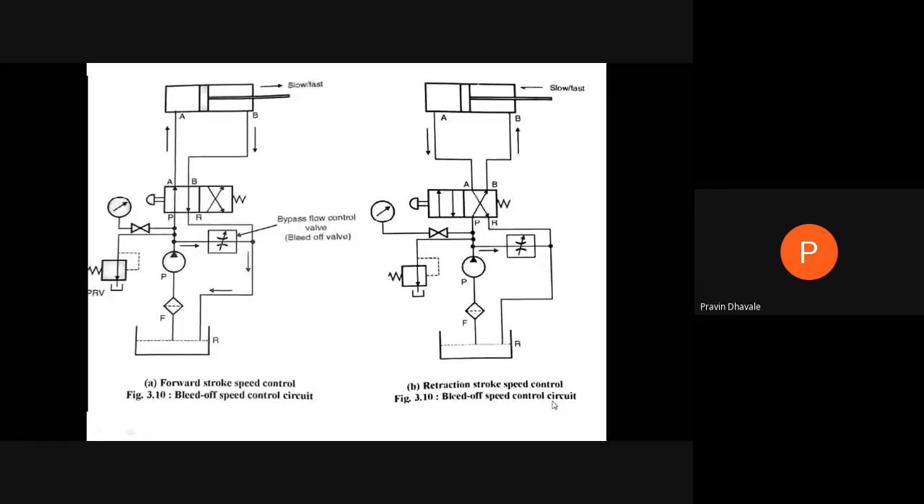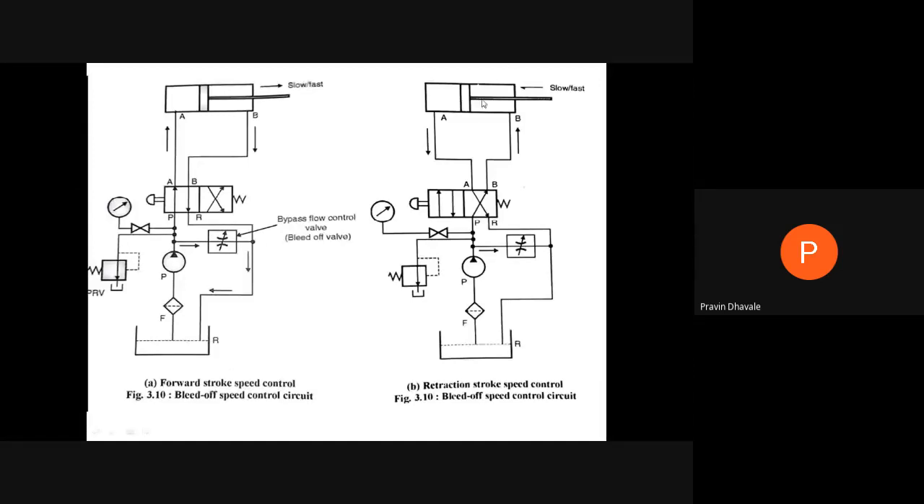Means in case of a bleed off speed control circuit, whenever you have to control the speed, some part of the fluid sucked by this pump will be bypassed. So a limited amount of fluid we can supply to the B port. So the retraction movement can be controlled by providing a bypass valve or bleed off valve in the bypass line of this circuit. Are you getting the operation of the bleed off circuit?